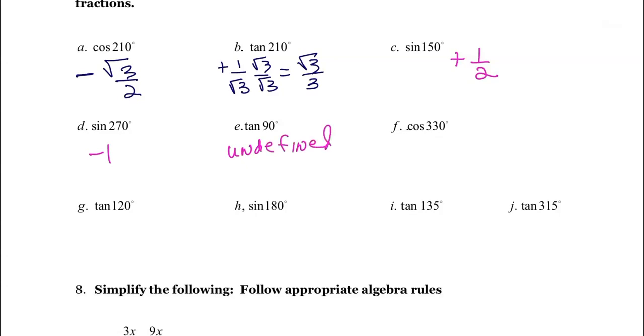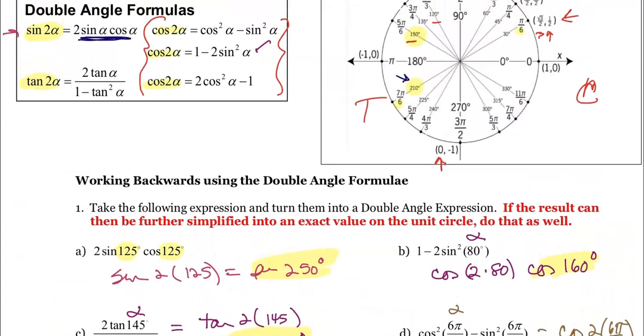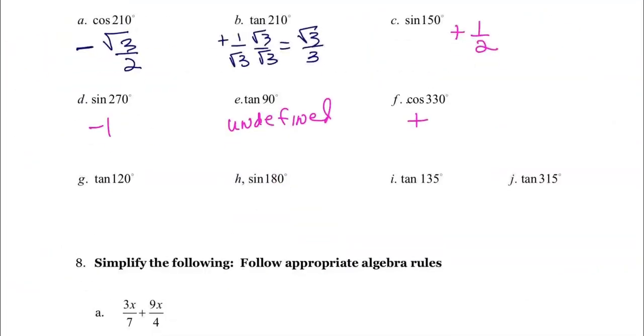Okay, a couple of more. Cosine 330. Where is that quadrant? That's in the fourth quadrant. So the fourth quadrant, cosine is positive. So now let's get the value. Cosine 330 is right here. That's a pi over 6. Cosine's the first value, so it's root 3 over 2.